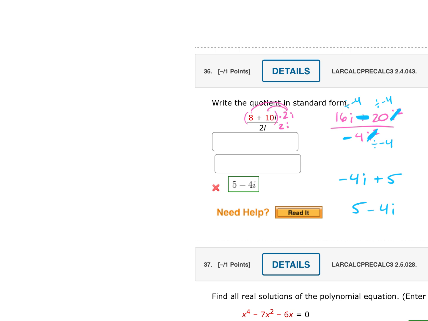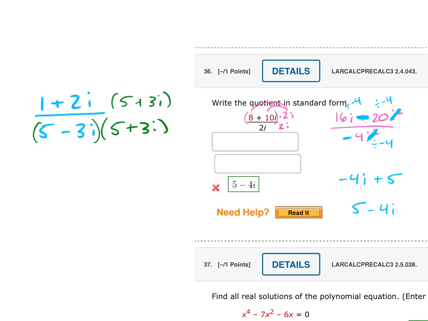A good one to practice for these, if let's say we had 1 plus 2i over 5 minus 3i, something like this. You'd want to multiply by the conjugate of the denominator, so 5 plus 3i on the top and the bottom. Yes? For questions like these, would we never have a variable? I is kind of like your variable here, but you wouldn't have like an x thrown in there.